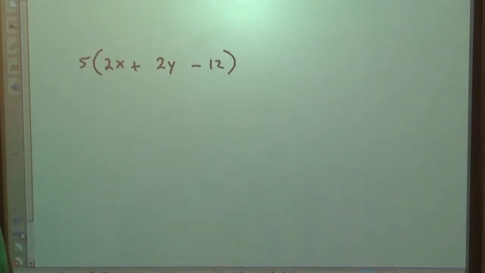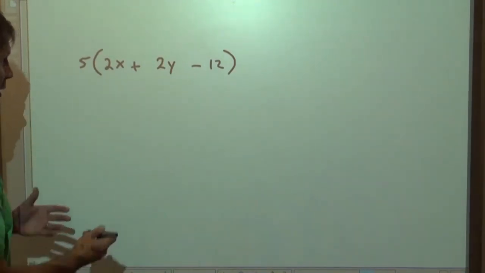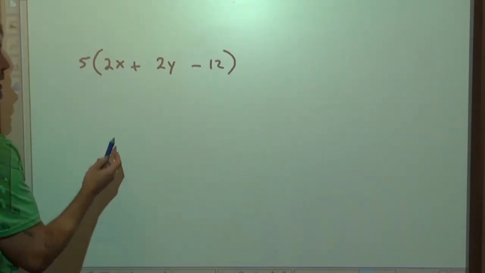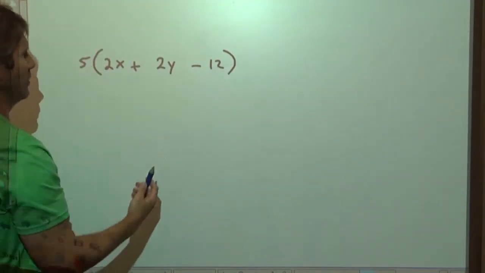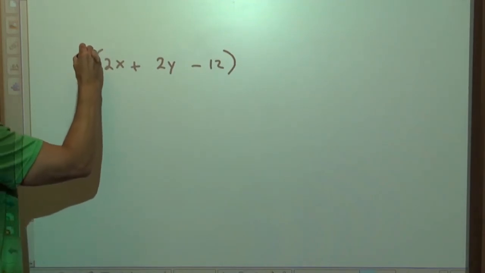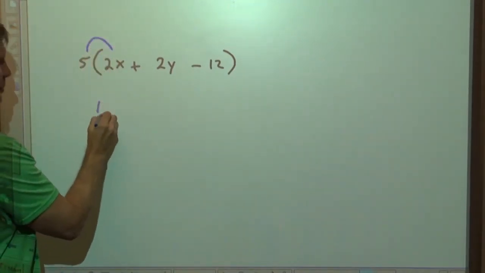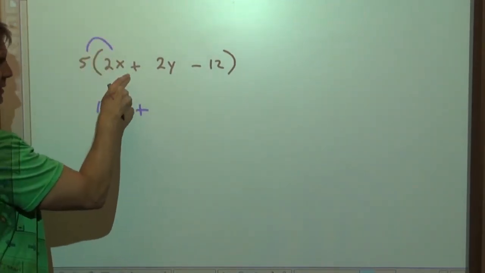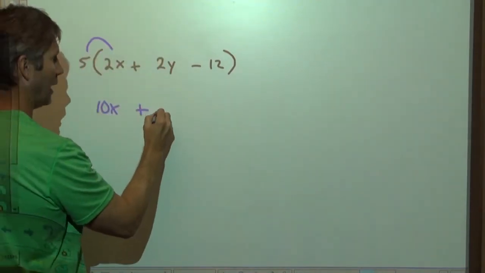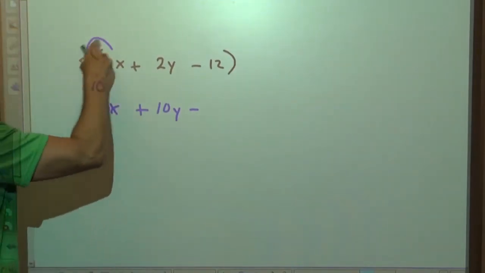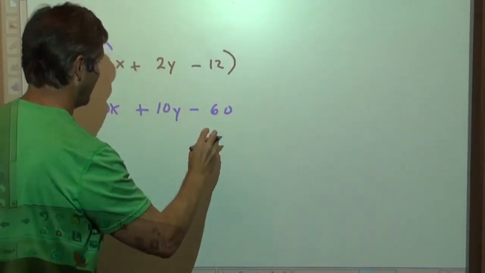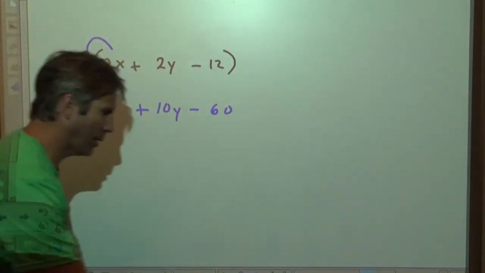Well, here's a case where if we're trying to simplify this, we have to use the distributive property because these are 3 different terms. You can't combine them and simplify them. So now we just go ahead and take the 5 times the 2x and we get 10x, plus the 5 times the 2y and we get 10y. Then there's a minus sign, and the 5 times the 12 and we get 60. So there, we use the distributive property.